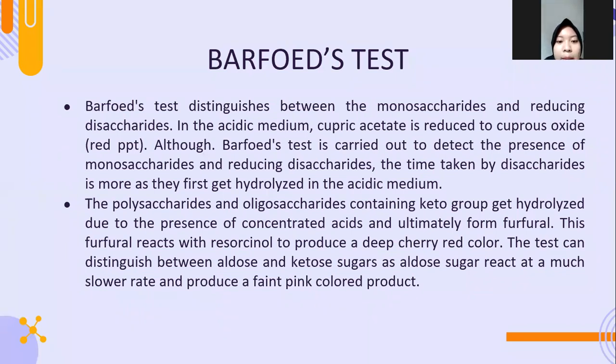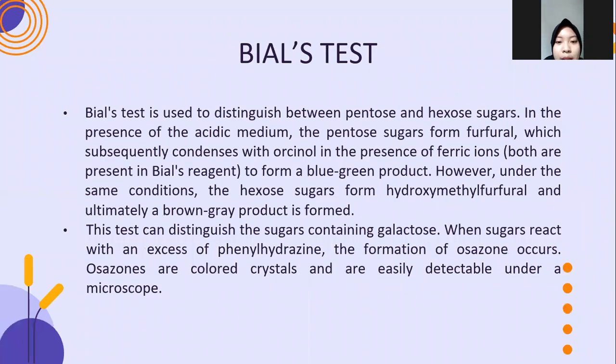In the presence of the acidic medium, the pentose sugars form furfural, which subsequently condenses with orcinol in the presence of ferric ion to form a blue-green product. However, under the same condition, the hexose sugars form hydroxymethylfurfural and ultimately a brown-gray product is formed.